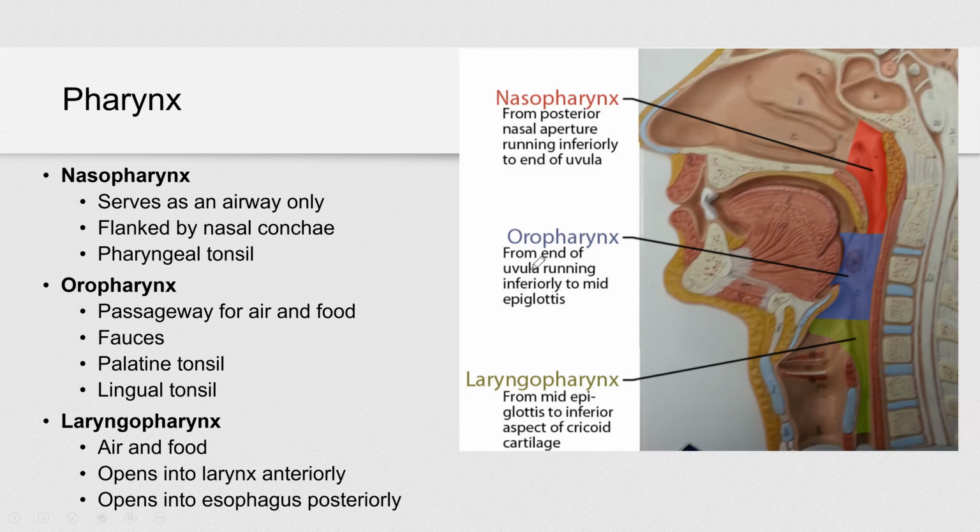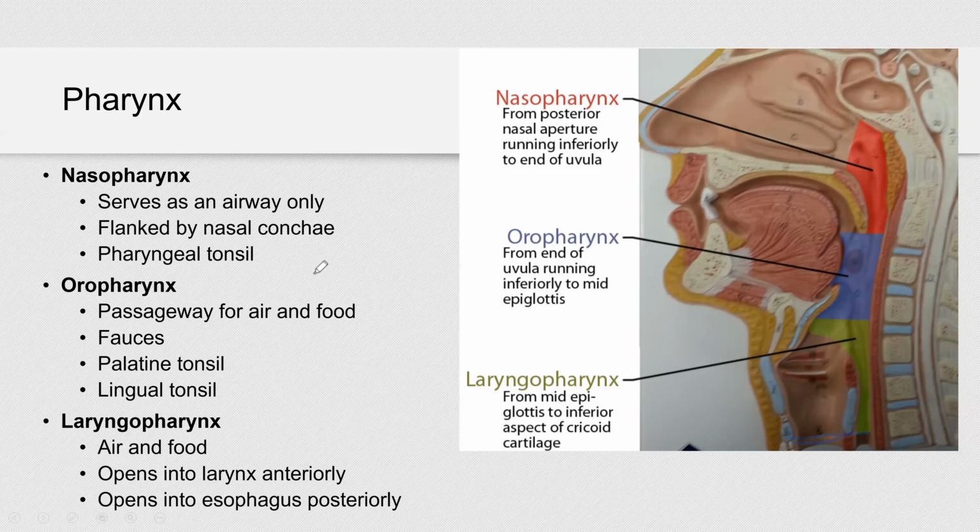Now what's shown here in blue color is the oropharynx. It's from the end of the uvula running inferiorly to mid epiglottis. The epiglottis is this cartilage over here, and when you swallow food, this cartilage prevents food from entering the trachea, right? So somewhere up to the midline of the epiglottis, we have the oropharynx, and then the laryngopharynx from the mid epiglottis to the inferior aspect of the cricoid cartilage. Again, this is our epiglottis, this cartilage over here is the thyroid cartilage, and the one just below it is the cricoid cartilage. So that's just the inferior aspect of the cricoid cartilage.